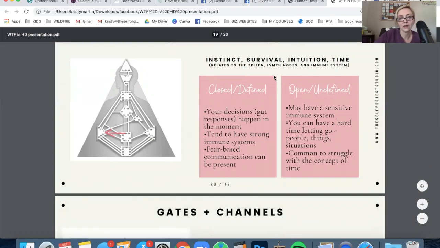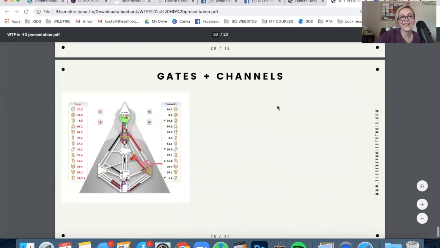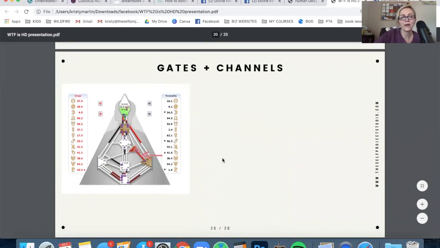And the very last thing I'm going to touch on are gates and channels. Those are these things running through here. These are channels. Oh, I didn't finish my presentation. Way to go, Christy. Anyways, that's okay.